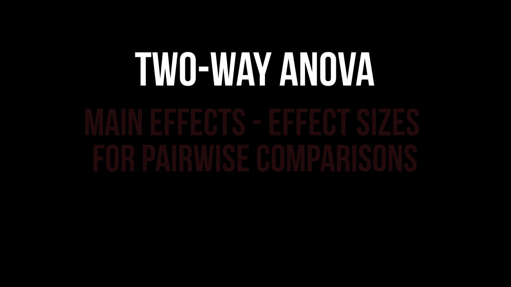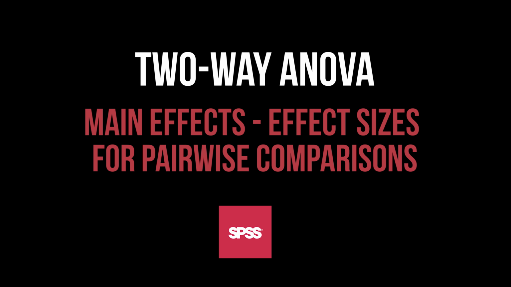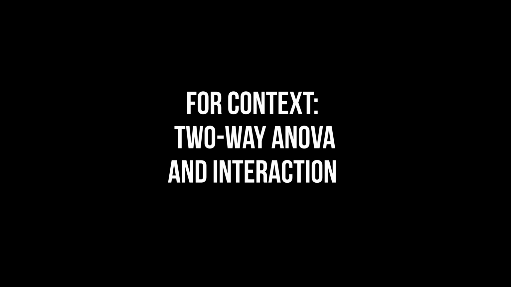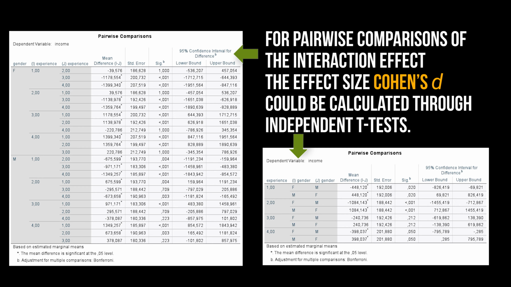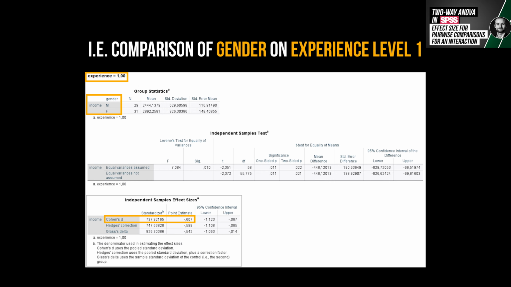This tutorial shows how to calculate the effect size for observable main effects in a two-way ANOVA in SPSS. For the two-way ANOVA itself and the interaction effect, there are corresponding links to videos in the info cards and description below. Calculating the effect size for the pairwise comparisons of the interaction effect was relatively straightforward. It only required conducting independent t-tests.